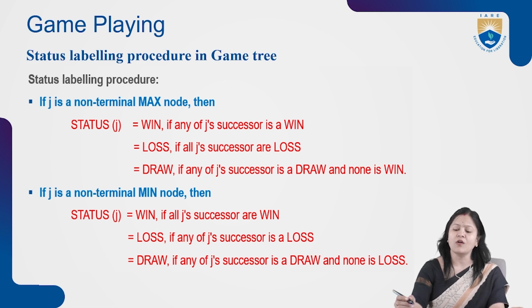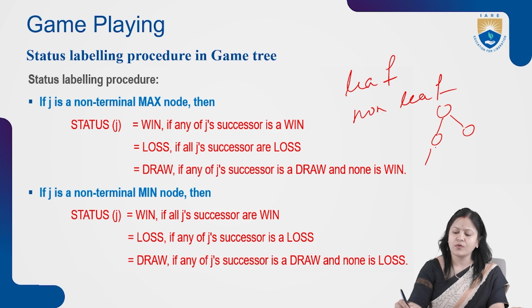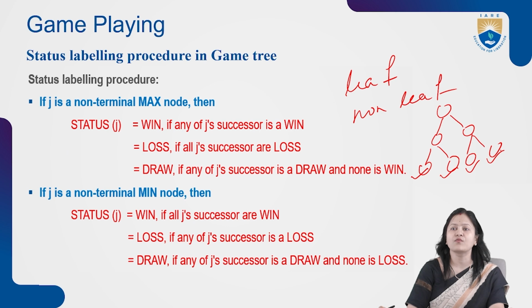What is the meaning of a leaf node, and what is a non-leaf node? If I draw the diagram like this, these four are leaf nodes. A leaf node means a node which does not have any child. Other than the leaf nodes, this one and this one are called non-leaf nodes.